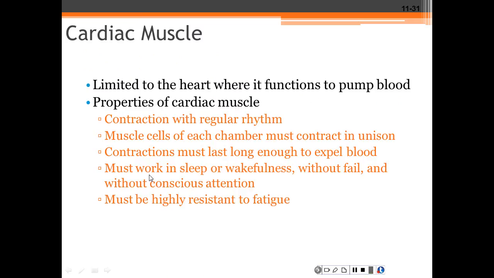Alright, so we look at the cardiac muscle. It's limited to the heart where it functions to pump blood. The properties of the cardiac muscle, we have 5 properties. The first one deals with it must contract with a regular rhythm. The muscle must function in sleep and wakefulness, while we're asleep and awake. It is highly resistant to fatigue, cannot get tired. The cells of a given heart chamber must contract in unison. And each contraction must last long enough to expel blood from the chamber. So those are the properties of the cardiac muscle.